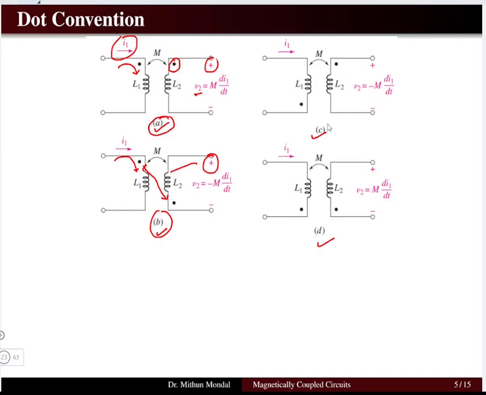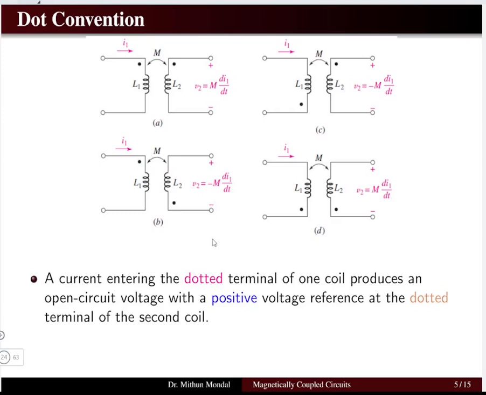Third case, case C, we can see that the current here is not entering the dotted terminal, however the positive polarity of the voltage is in the dotted position. Fourth case, the current is not entering the dotted position and the positive polarity is also not in the dotted position. Four possibilities are there by which the polarity of the voltage as well as the current flow can be there. So accordingly we can see that the voltage induced may be positive or negative in all the four cases. Now let us understand what is happening.